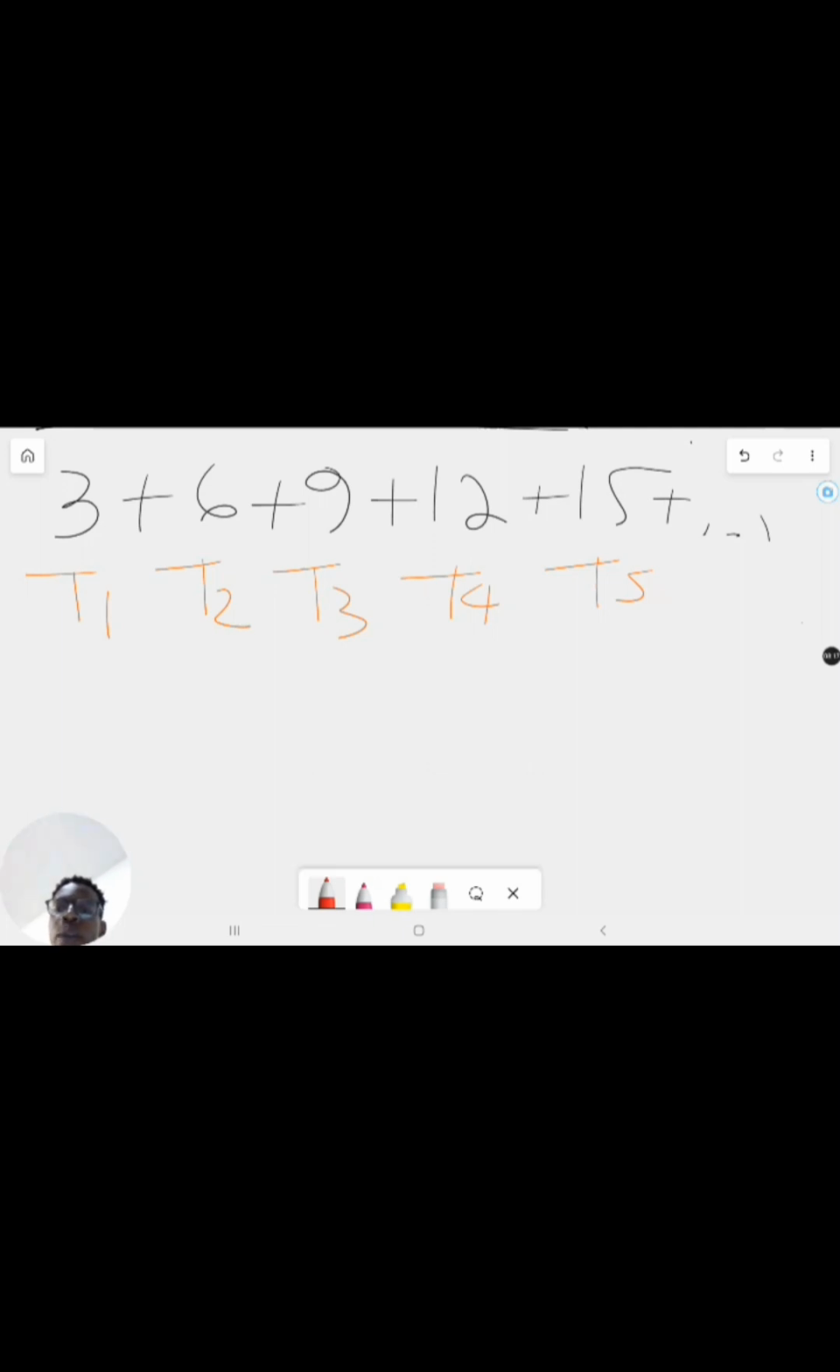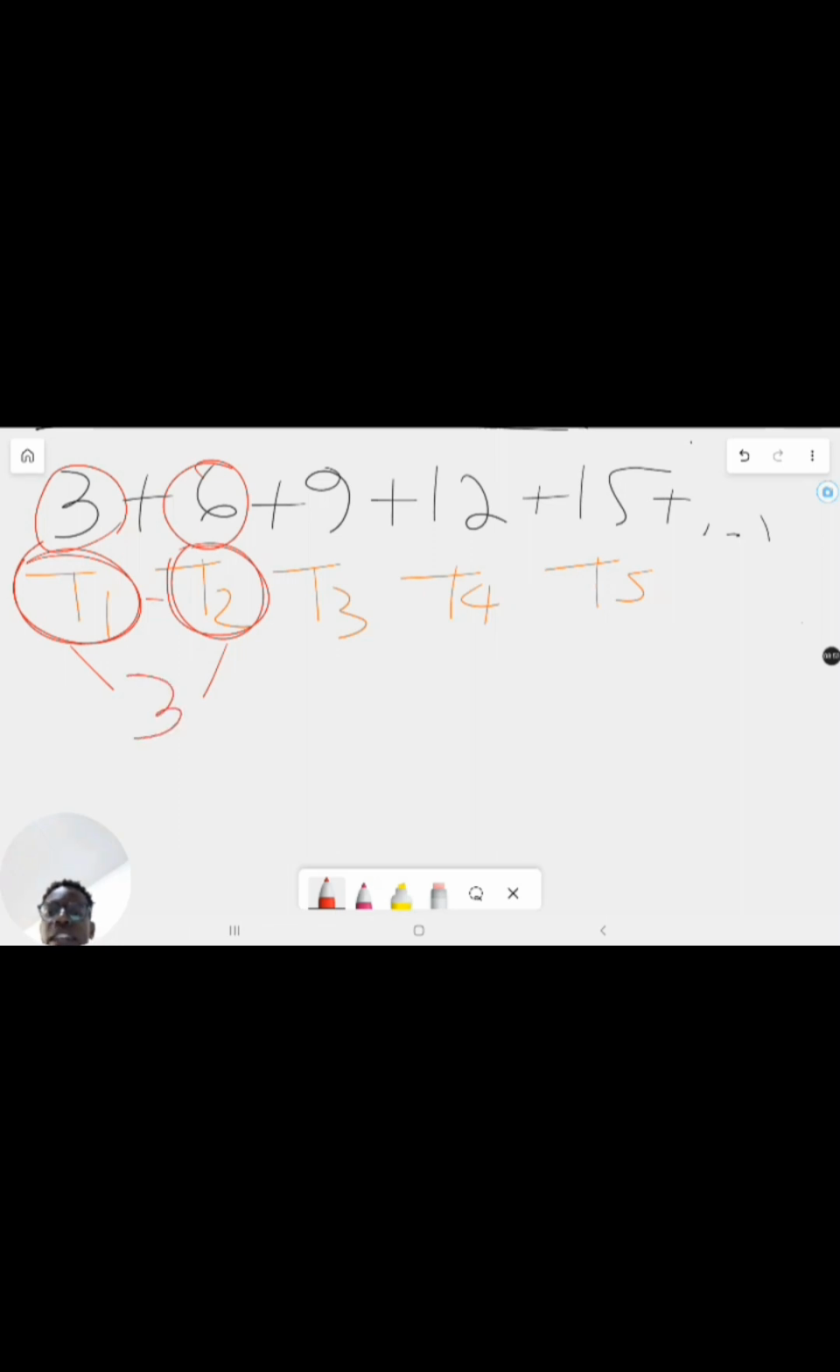Now, what is T2 minus T1? T2 is 6, T1 is 3. So T2 minus T1 would be 6 minus 3. Even though you see plus signs there, you can ignore the pluses for now. The only thing that the pluses are telling you during this process is that this is a series and not a sequence. Don't use them just yet. We will use them during the course of this video, where we actually do start adding stuff.